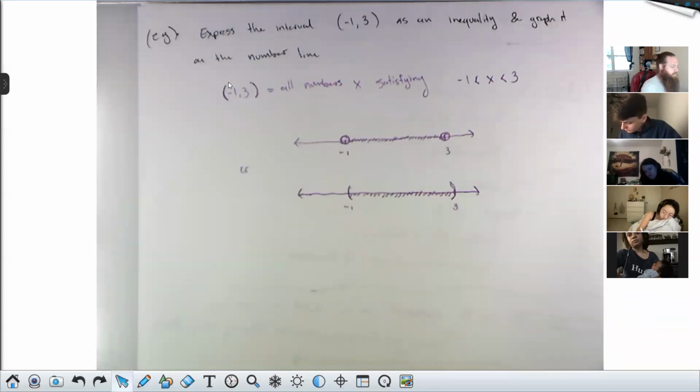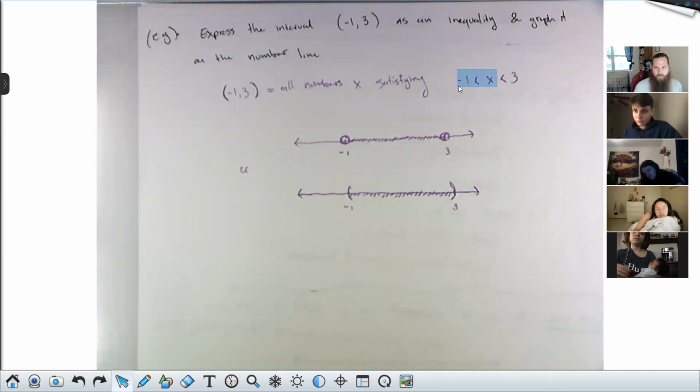Again, indicating that -1 and 3 are not in the set. Right, because -1, imagine you plug -1 in for x in this expression. Do you get a true statement? Well, -1 is less than 3. That's true. But -1 is not strictly greater than -1. This part of the inequality would not be true if you plugged in -1. So I don't want to include -1 in this set.